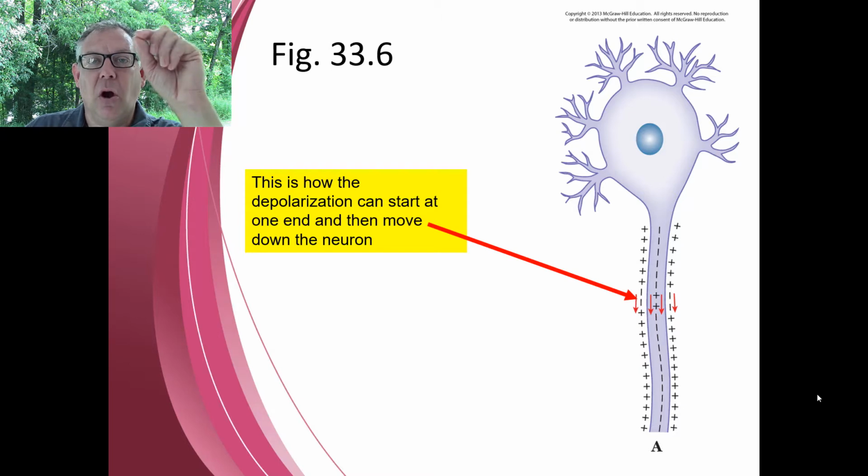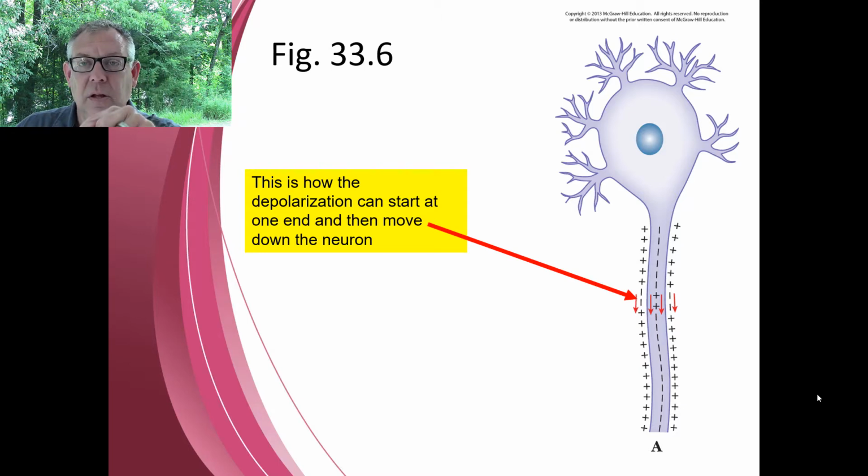And so once you start it on one end, then that signal is going to propagate all the way to the other end. If you look at the charges here, you see how the charges are negative inside and positive outside, but then as those positives move in, that changes the voltage and more positives move in, and that signal can move all the way down the length of the neuron.